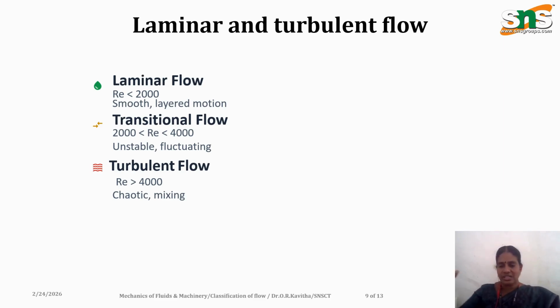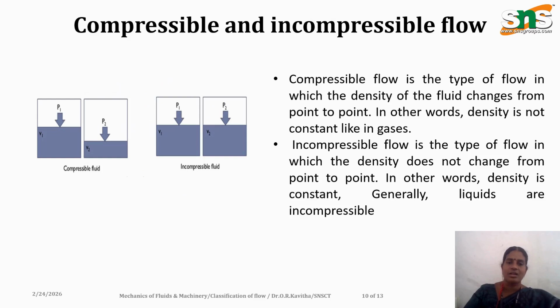Okay, and if it is not a well-defined path, we call it turbulent flow. To find that out, we use an important number, the Reynolds number. If the Reynolds number comes out less than 2000, I call that laminar. If it is more than 4000, it is turbulent. If it is in between, it is unstable, that is a transitional flow. So according to this number, we decide whether the given flow is laminar or turbulent.